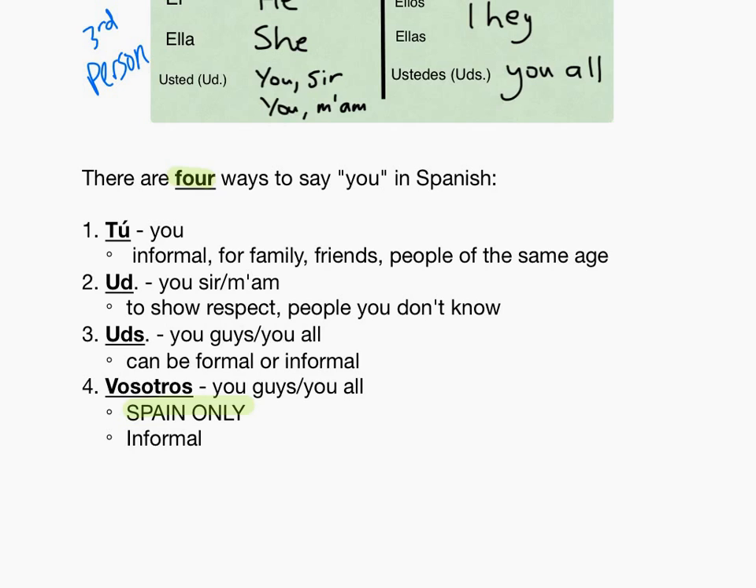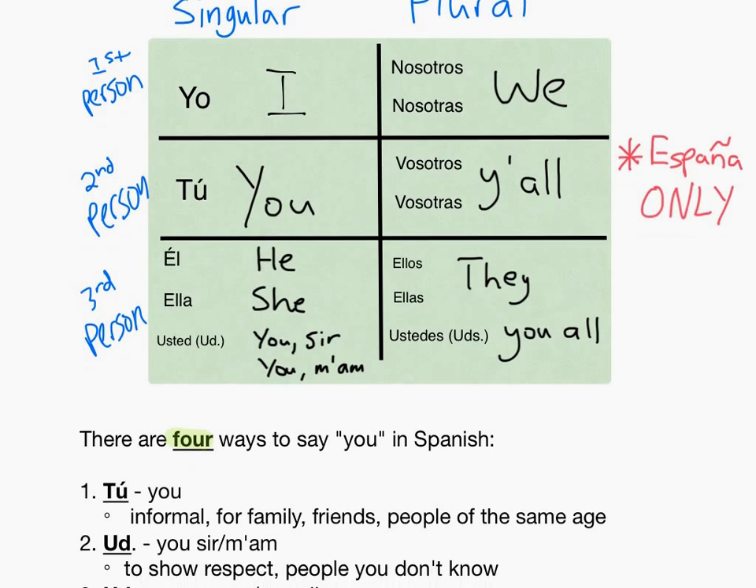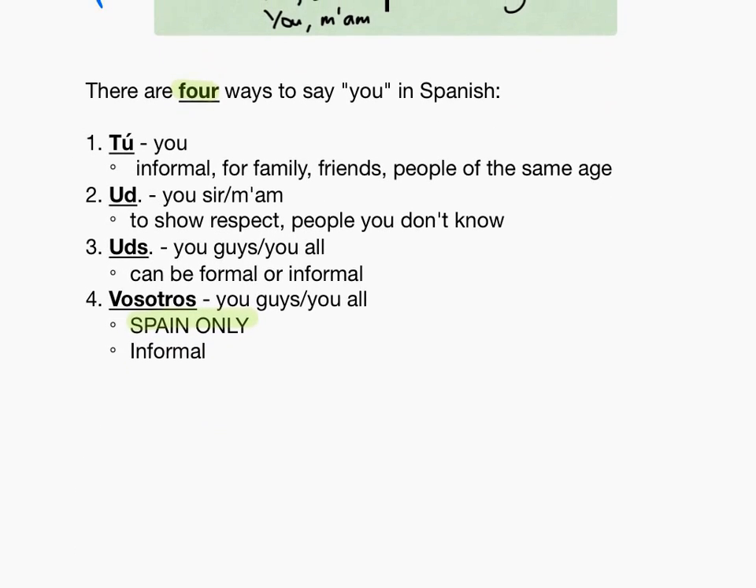Tú is informal for family, friends, people of the same age, right? So somebody that you'd see, another student in the hall, you'd use the tú form to say you. And more importantly, what we're going to talk about in the next slide is that you'd use the tú form of the verb, because the verb form has to change depending on who you're talking to and who's doing the action.